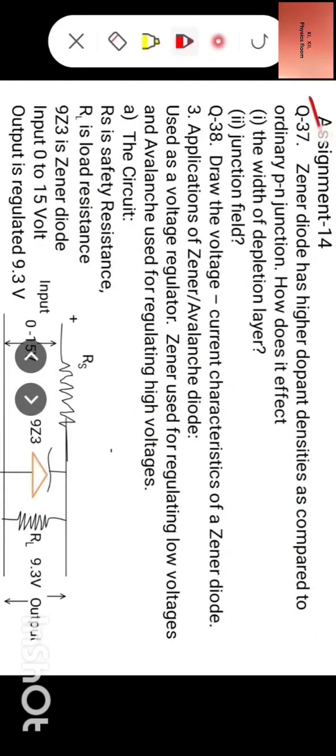Okay. Now assignment 14 continued. Question number 37. Zener diode has higher dopant densities as compared to ordinary p-n junction. How does it affect, number 1, the width of depletion layer, number 2, junction field? Question number 38. Draw the voltage current characteristics of a Zener diode.